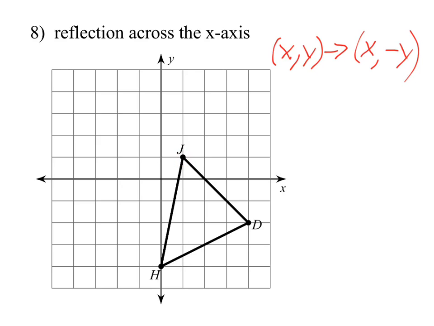So right now this has a y value of 1, the new one's going to be negative 1, and the x is still the same. So there's my J prime. H currently has a y value of negative 4, the new H value is going to be positive 4, x stays the same. And then the same happens for D. It's 2 below, it's going to be 2 above when you reflect it over. And you get that, connect it up, and there's your figure.